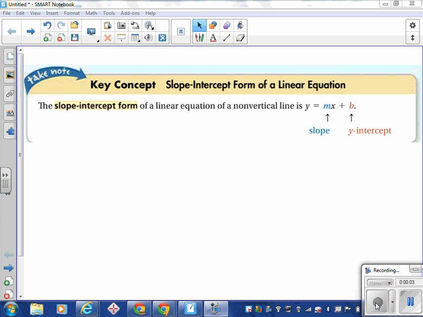In this section, the key concept that you need to know is the slope-intercept form of a linear equation. The slope-intercept form is y equals mx plus b, where the m is called the slope, and the y-intercept, which is shown as b in this equation, is your y-intercept. So the slope-intercept form is y equals mx plus b, where m is your slope and the b is your y-intercept.